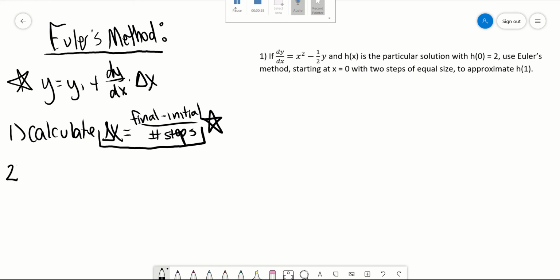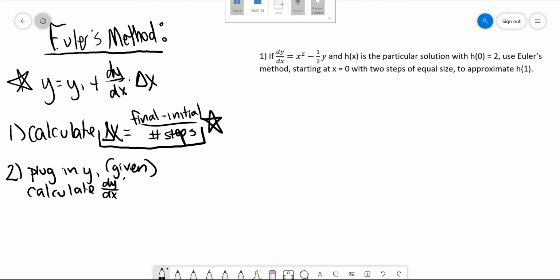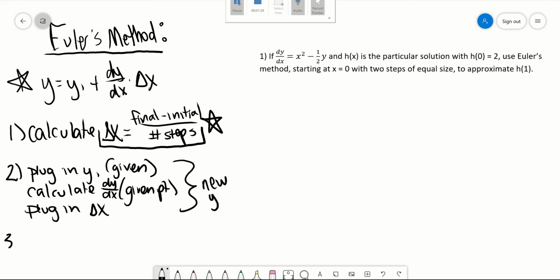Once you know delta x, step 2 is kind of a bigger step here. So you're going to plug in y1, and that is something that is given in the problem. And then once you plug in y1, you're going to calculate dy dx, and that is going to be using a given point. And then you're going to plug in delta x. Doing all of those three things is going to give you a new y value. So then you're going to find your new point and repeat as necessary.